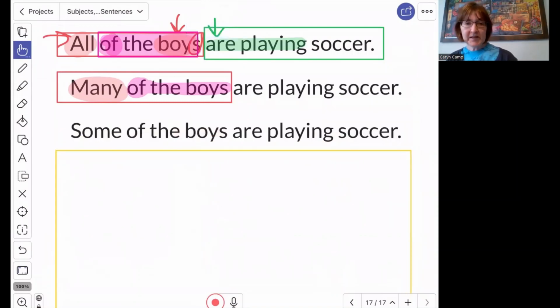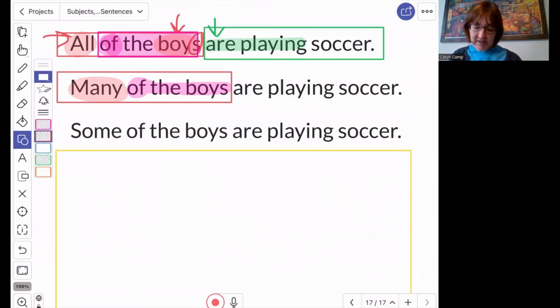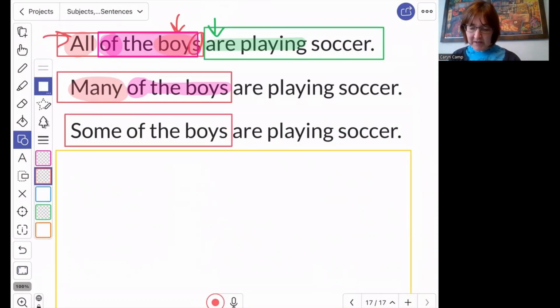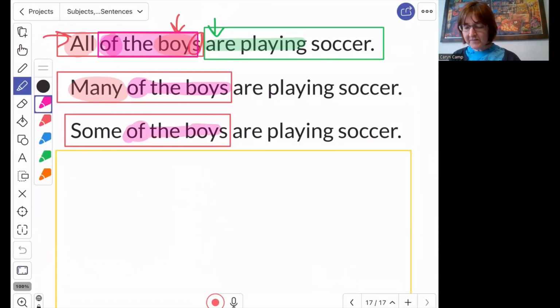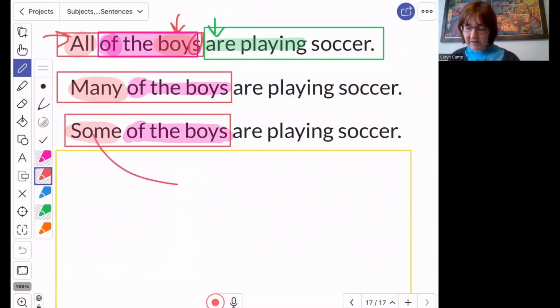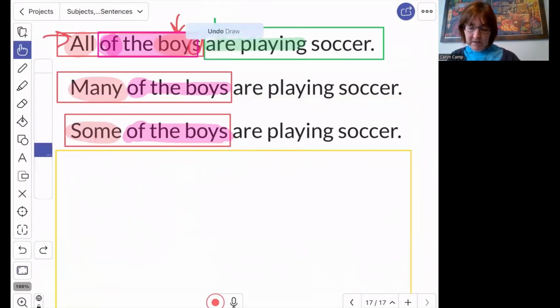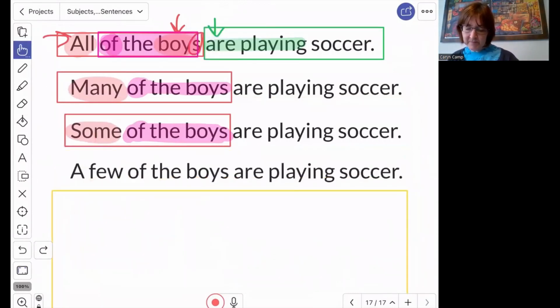Some of the boys are playing soccer. Same thing. Here's our complete subject, but do you see that preposition of? You have to keep going till you find the noun. That's the prepositional phrase. It cannot be part of the simple subject. Here's the simple subject, and it goes with are, because some is also more than one. Same thing with a few of.